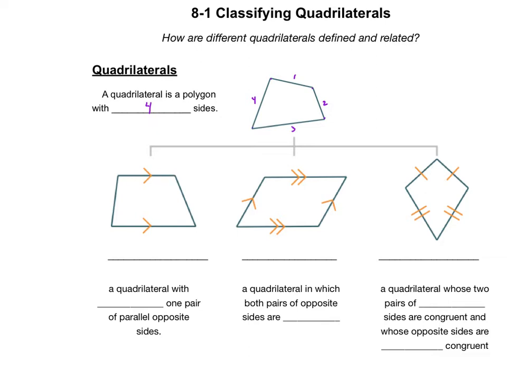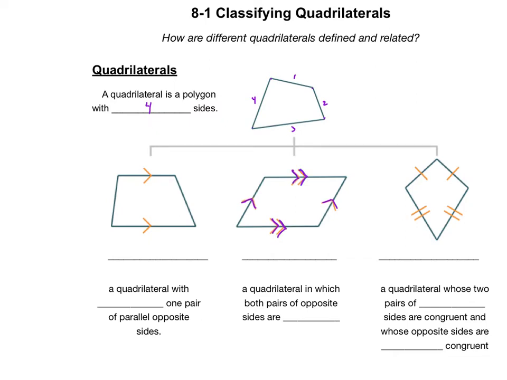Looking at a trapezoid, we can quickly identify it because it has exactly one pair of parallel opposite sides. Here, this is of course our geometry symbol for parallel. Then we come here and we have a parallelogram, where both pairs of opposite sides are parallel. Again, we have this marking showing that these two sides are parallel.